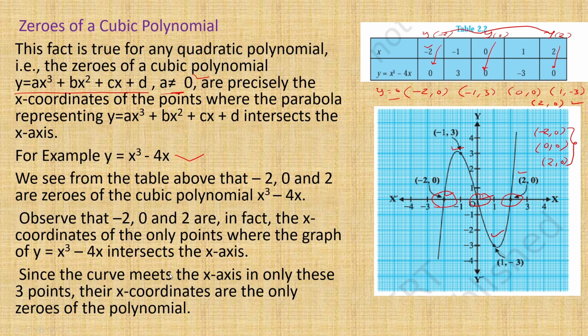Since the curve meets the x-axis only at these 3 points, these x coordinates are the only zeros of the polynomial. So this graph touches the x-axis at only 3 points. So generally, for any cubic polynomial, the maximum possible number of zeros is 3. That is, the maximum number of zeros possible for a cubic polynomial is 3.